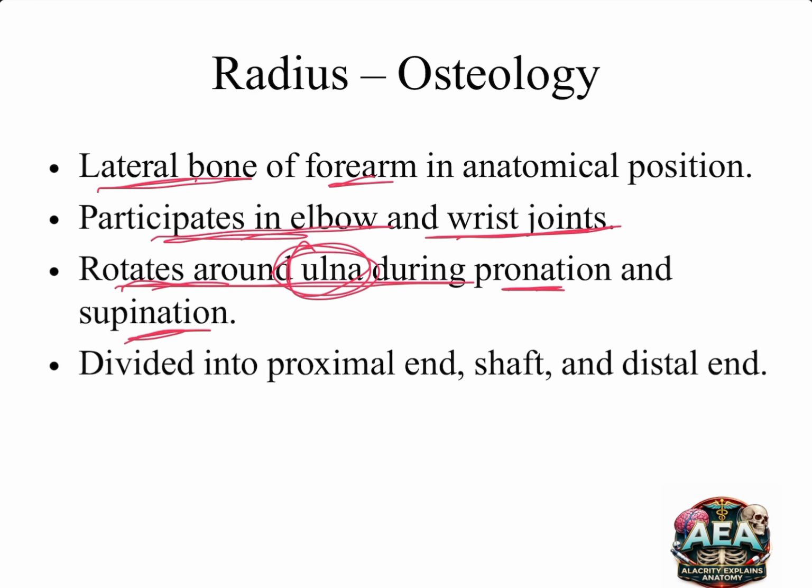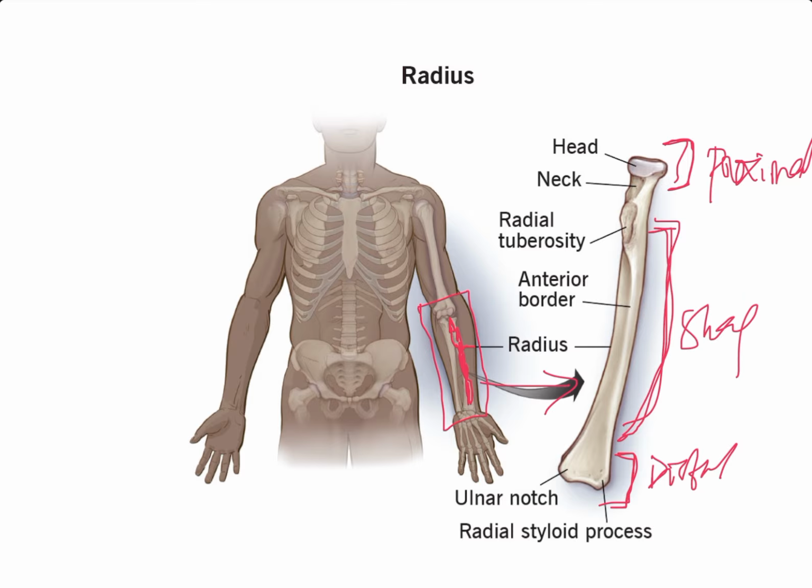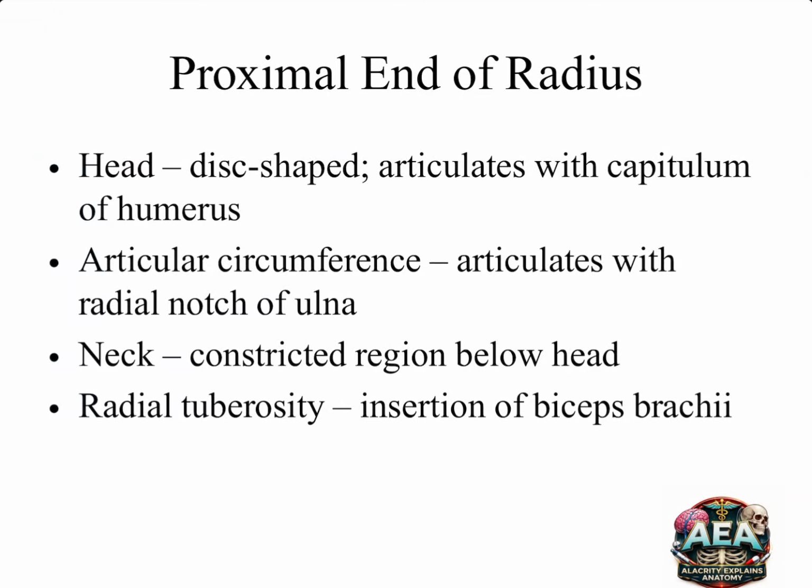Now, the radius is divided into three parts. We have the proximal end, shaft, and distal end. This is the proximal part, this is our distal part, and this is our shaft. We are going to look at those three parts, starting with the proximal end of the radius.